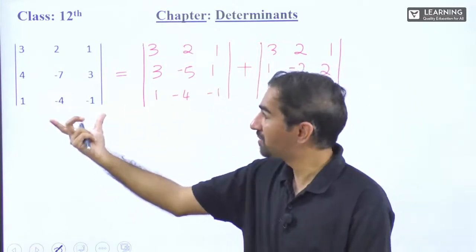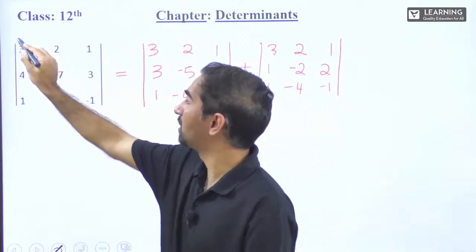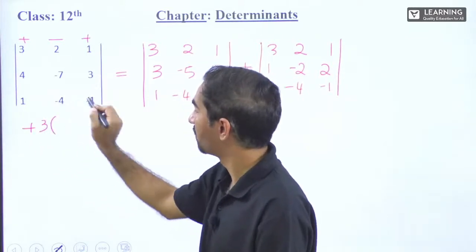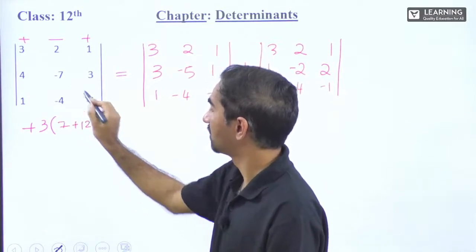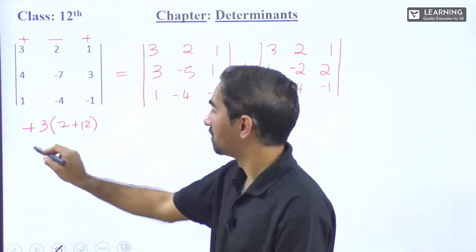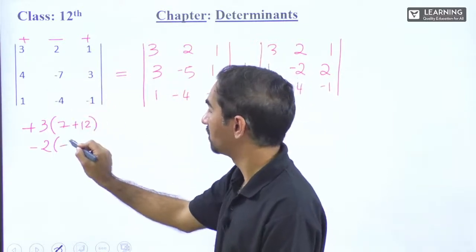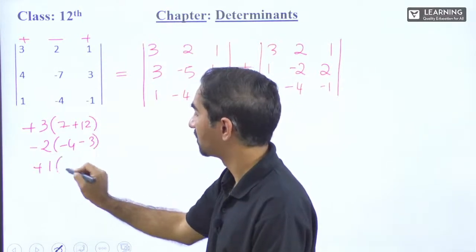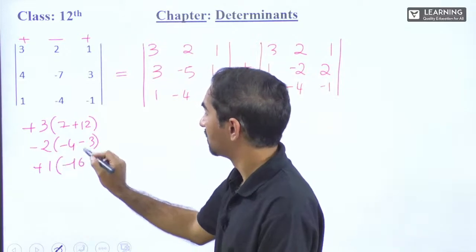Alright. So let us first solve this determinant. So see what we are getting here. To solve the determinant, again we have to write the cofactors plus, minus and plus. So we'll write plus 3 of 7 plus 12. Correct? Minus into minus is plus. Minus into minus is plus again. So 7 plus 12. Minus 2 of minus 4 minus 3. And finally plus 1 of minus 16 plus 7.